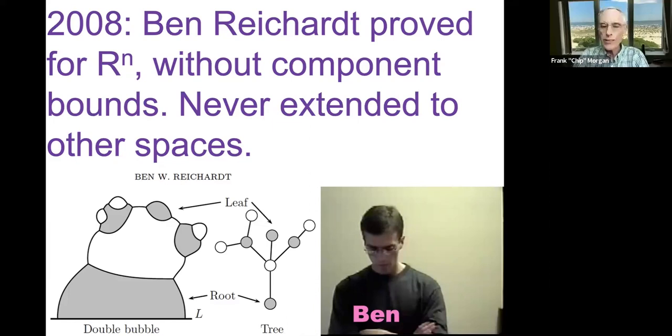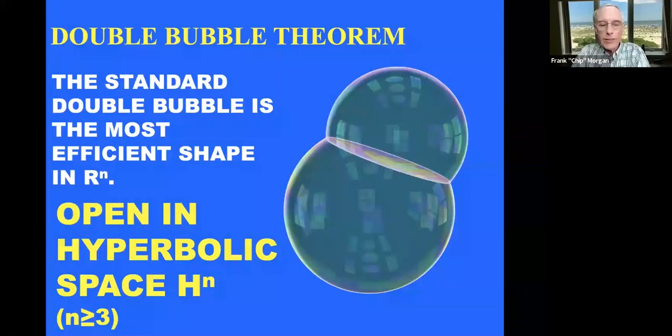It was a very ingenious argument, a real tour de force, and it's never been extended by anybody else to any other spaces other than Euclidean space. So you know there are 3 most important spaces: the Euclidean space, the sphere, and hyperbolic space. And so, for example, the double bubble conjecture remains open in hyperbolic space in all dimensions 3 and above.